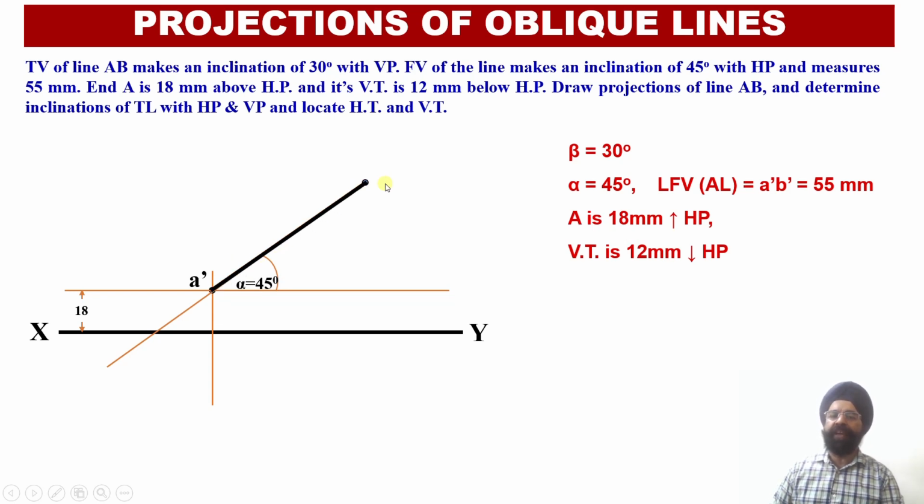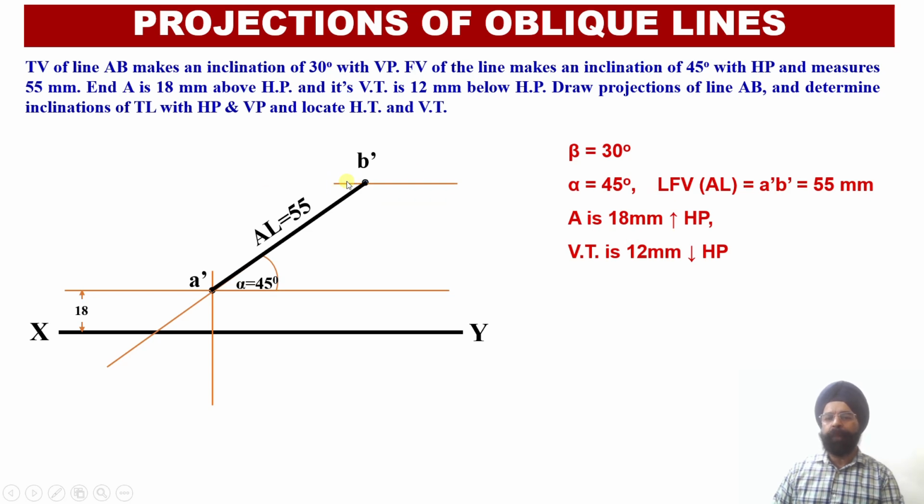So once I evaluate the distance between the points A dash and B dash as 55 millimeter, I can darken this distance A dash, B dash over here, such that this distance A dash, B dash is going to represent the projection of the line in the front view. So this projection has been obtained in the front view, that is onto the vertical plane.